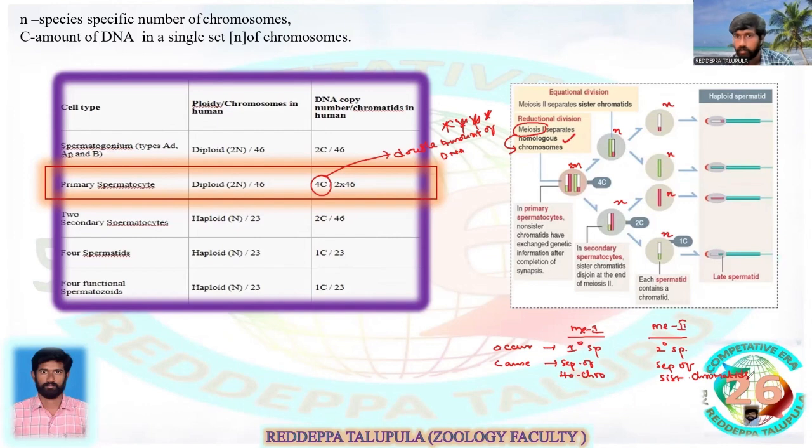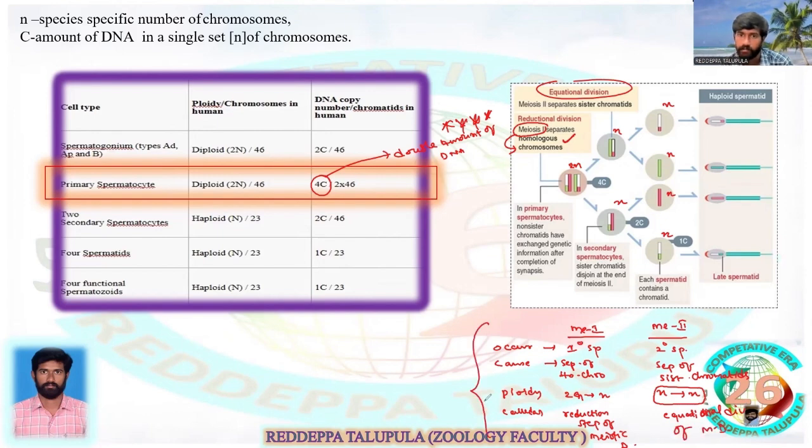Next. Ploidy: 2N is converted into N, whereas here N is rested like that only. No reduction. Meiosis 1 is called the reduction step of meiotic division. Meiosis 2 is the equational division. See, equational division. This is the major difference. That's it. Okay. Next.